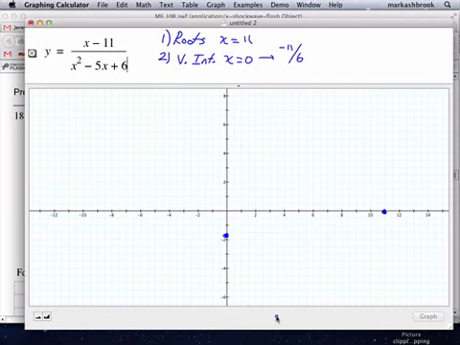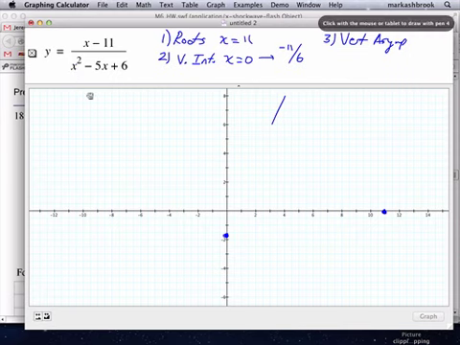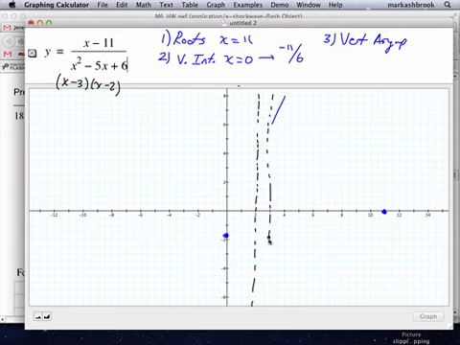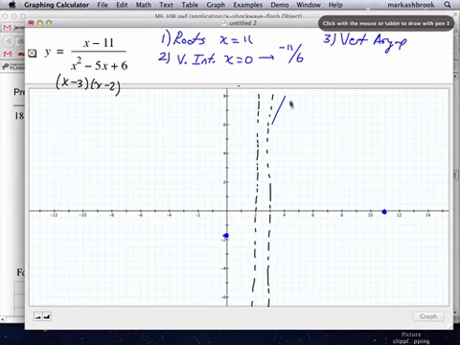Next, third thing we look at. Vertical asymptotes. Okay, to get that, we need to factor the denominator, which is x minus 3, x minus 2, which gives us vertical asymptotes at 2 and 3. So I'll sketch the graph in red. Okay, last thing, end behavior.